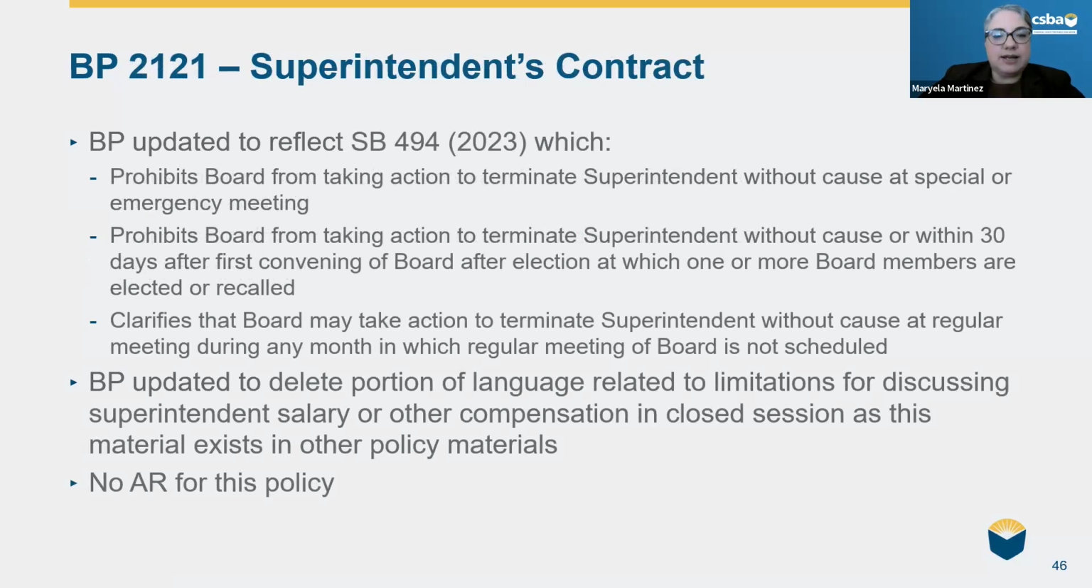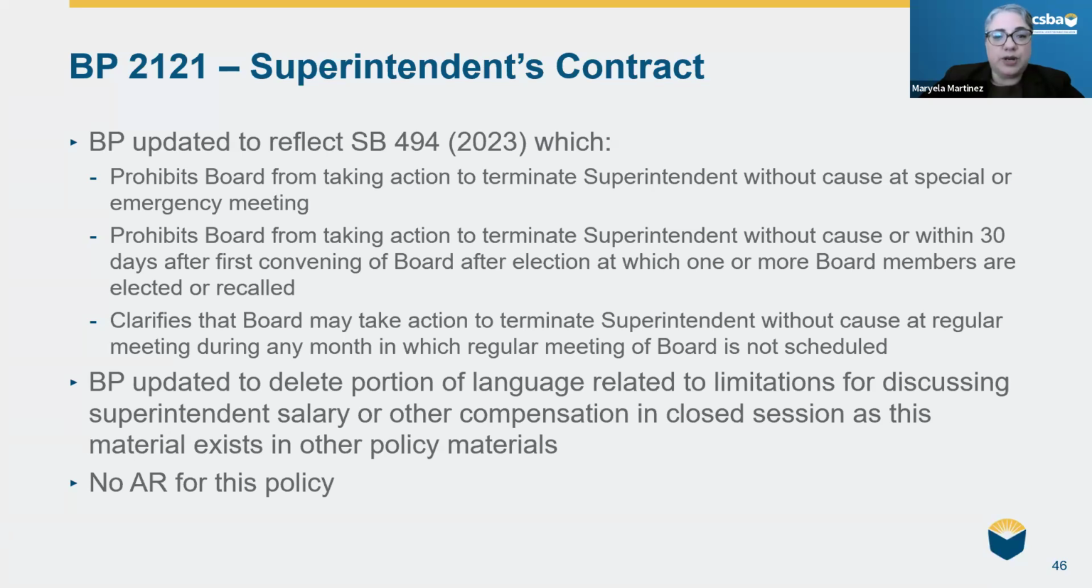And it provides that the governing board is prohibited from taking action to terminate the superintendent without cause, and that's an important distinction, under certain circumstances. So these circumstances, what are they? Well, the board can't take action to terminate the superintendent, again, without cause, at a special or emergency meeting of the board. However, the board may take action to terminate the superintendent without cause at a regular meeting during any month in which a regular meeting of the board is not scheduled.